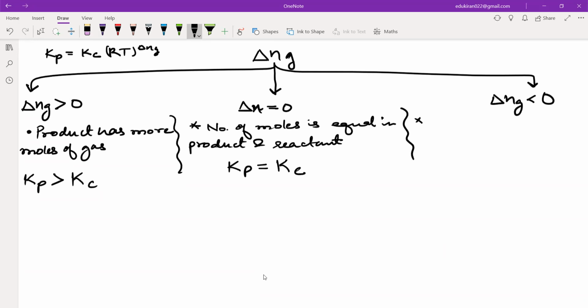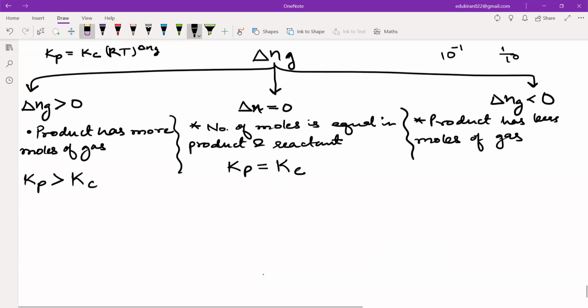And in the last case, product has less moles of gas. Now, let us say 10 to the power minus 1, so this is equal to 1 upon 10, and this will be less than 1. If something is multiplied by a number less than 1, it will give you a lesser number. So in this case, Kp will be smaller than Kc.